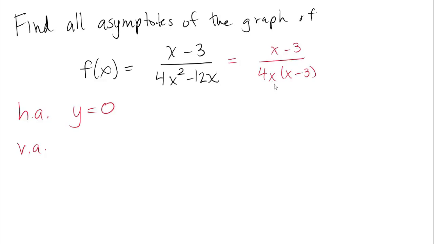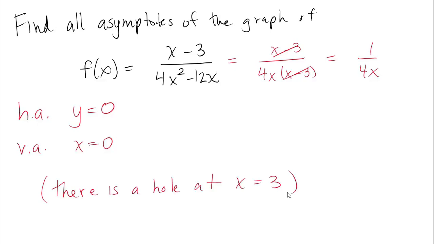And 0 makes the denominator 0, so one of the vertical asymptotes is x equals 0. And 3 also makes the denominator 0, but is that a vertical asymptote? No, because we can cancel that factor away. This reduces to 1 over 4x. The question doesn't ask this, but there's a hole at x equals 3. If we wanted to figure out the y-coordinate of the hole, we just plug 3 into the reduced version. X equals 0 is a vertical asymptote because even in the reduced version, 0 makes the denominator 0.